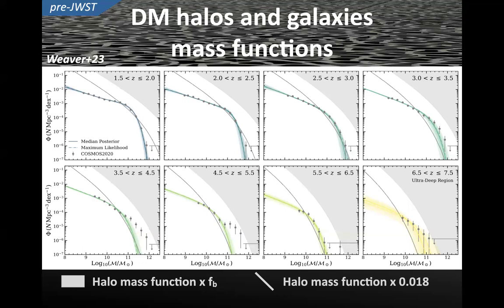And the interesting point in this figure is that in this part, we have the dark matter halo mass function multiplied by the universal baryonic fraction. So basically, if you convert all the baryons that you have in your halo into stars, you will get this galaxy stellar mass function. So if you have a mass function which is going above this limit, it means that you are converting all the baryons from your halo into stars.